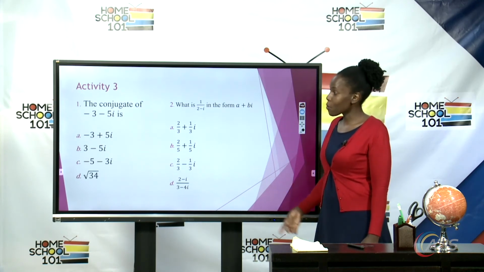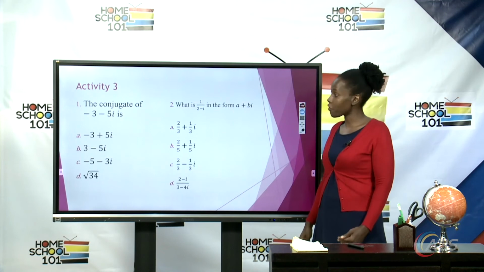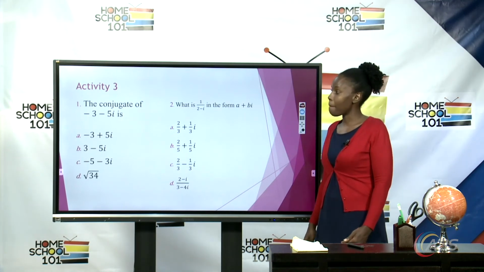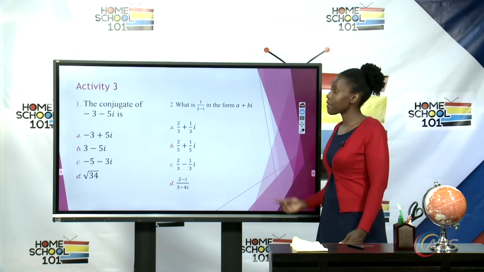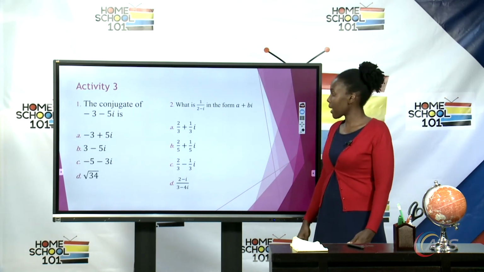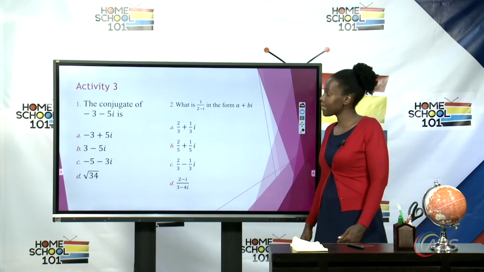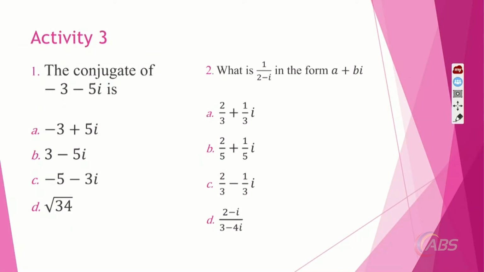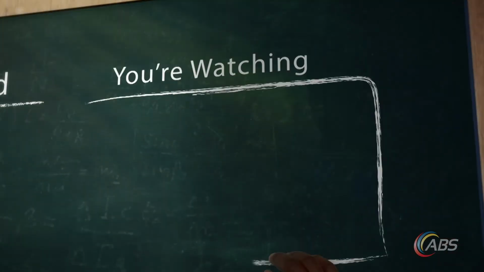So we have 2 questions here. Find the conjugate of negative 3 minus 5i, and the second is to write 1 divided by 2 minus i in the form a plus bi. Essentially, you're dividing this complex number. So we will go to a break while you go through these questions, and then we will return.